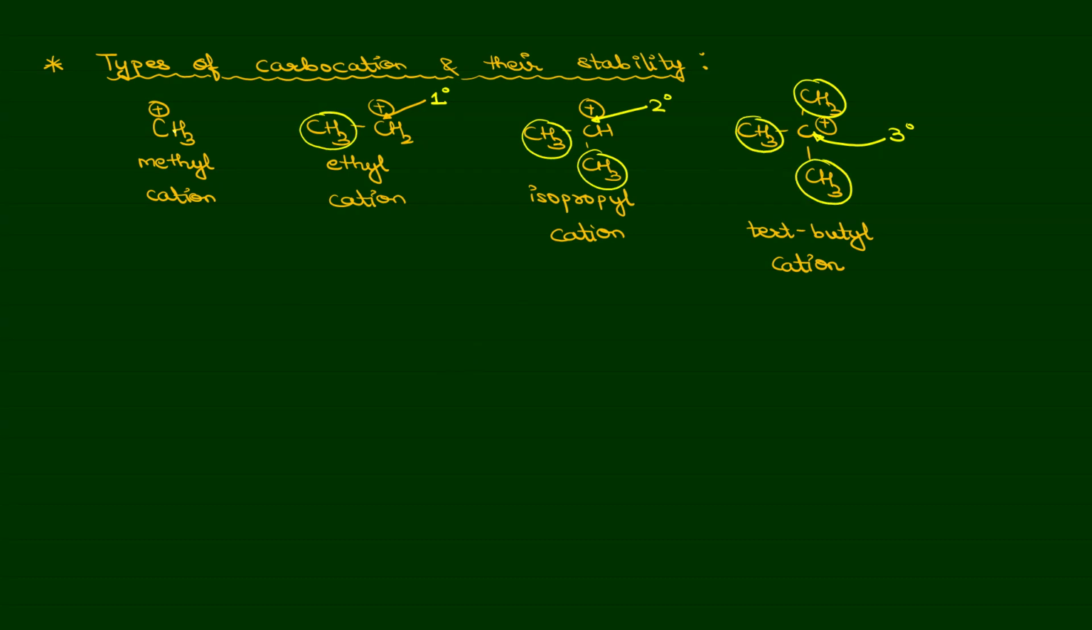And the methyl is the simplest, the smallest cation out of them. So the types of carbocation are methyl, primary, secondary, and tertiary. That is the first answer.